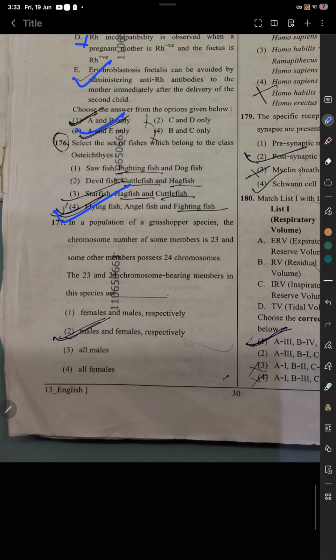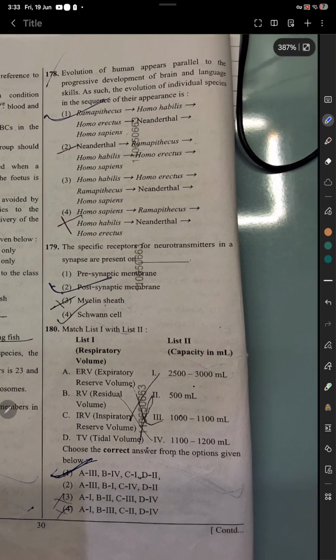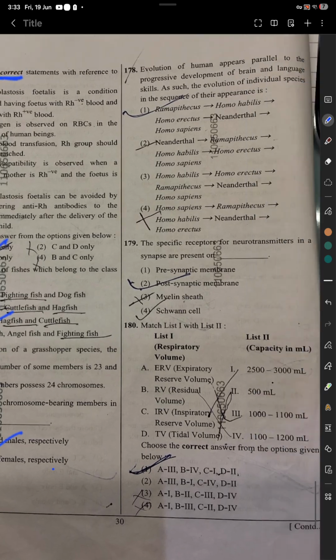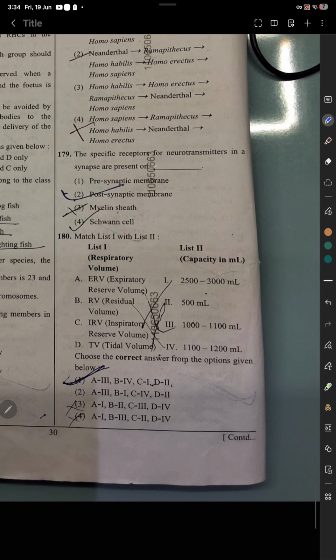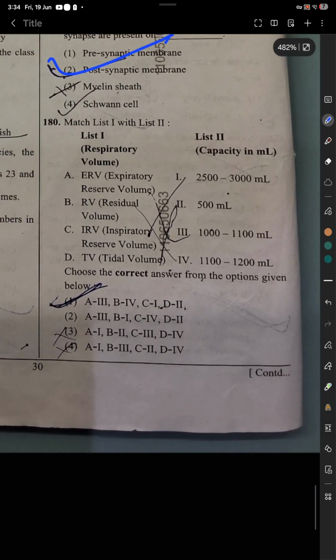Question 177, in a population of grasshopper species, the chromosome number of some members is 23 and some other members possess 24 chromosomes. The 23 and 24 chromosomes bearing members in this species are male and female respectively. So next question, question 178, evolution of human appears parallel to the progressive development of brain and language skill. As such, the evolution of individual species in the sequence of their appearances. Option 1 is correct. Question 179, the specific receptors of neurotransmitters in a synapse are present in postsynaptic membrane. Option number 2 is correct. So the last question is match the following question. Option 1 is correct.